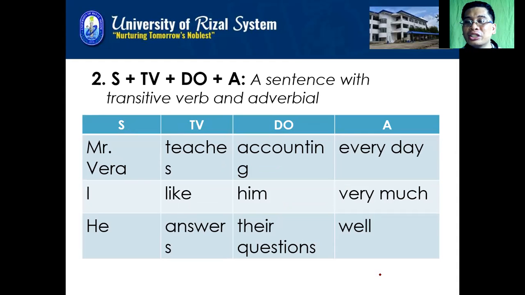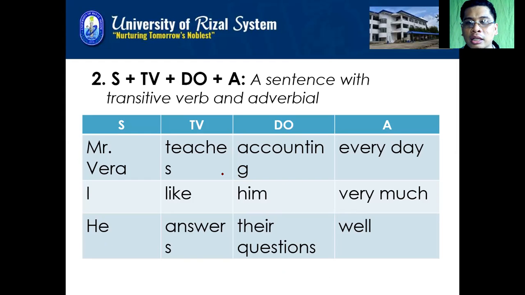This time we will have another set of combination. So it's a combination of transitive verb and an adverbial. So we attach here an adverb in our sentence. Now, when we talk of an adverb, it means that it is a modifier that describes a verb, an adjective, and another adverb. So that is the function of the adverb. Again, it describes a verb, an adjective, and another adverb. Okay, so let us have the following examples.